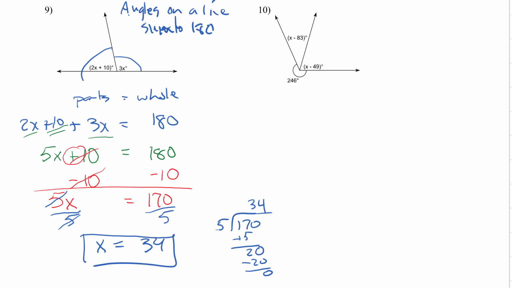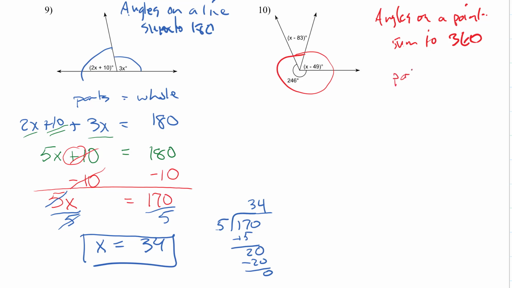Okay, last problem. This is angles on a point, isn't it? And angles on a point, because you're going in a full circle, sum to 360. Okay, that means that I can do parts equal the whole. The whole thing I said was 360 because I have to go all the way around.